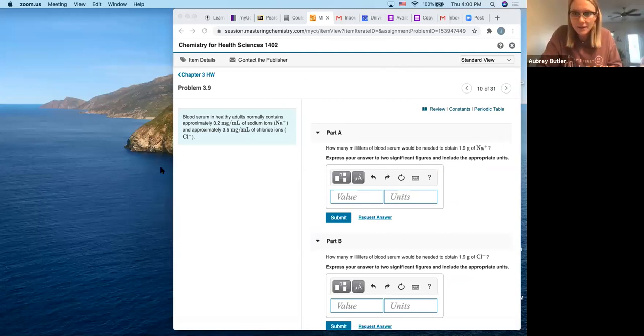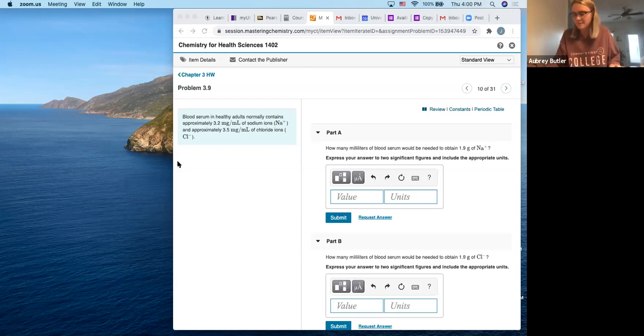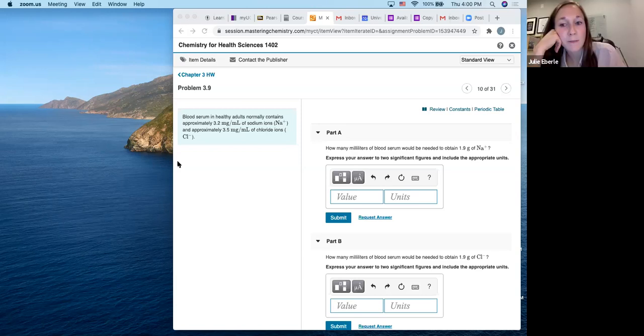Yes, that one. So this one says blood serum in healthy adults normally contains approximately 3.2 milligram per milliliter of sodium ions and approximately 3.5 milligram per milliliter of chloride. How many milliliters of blood serum would be needed to obtain 1.9 grams of sodium ions? Second question, how many milliliters would be needed to obtain 1.9 grams of chloride ions? So this is just a conversion problem. So I've got it on my screen now. If anybody wants to screenshot the screen so you have the problem, do it now because I'm about to share to my iPad.